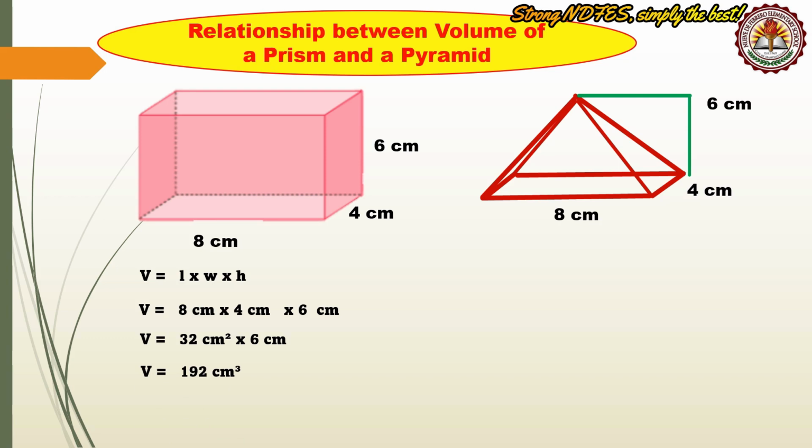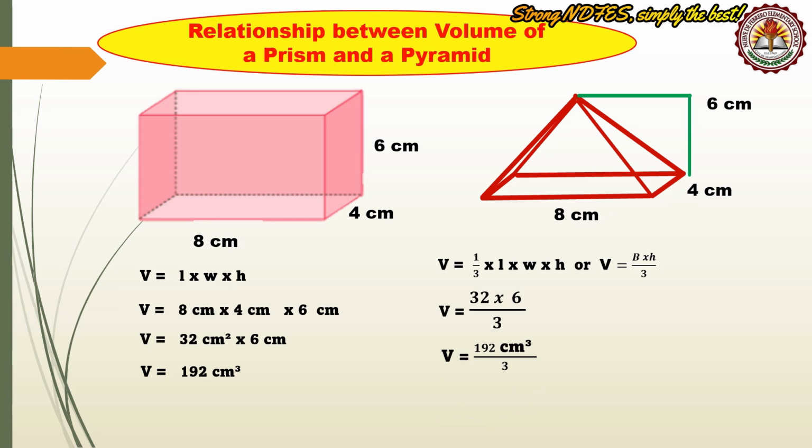Let us also have the volume of a pyramid. Let us have the formula, which is volume equals 1/3 times length times width times height. Or volume is equal to the area of the base times height divided by 3. Substitute the formula. Volume is equal to area of the base, which is 32, times 6, which is the height, over 3.